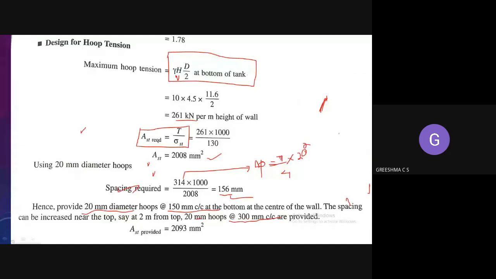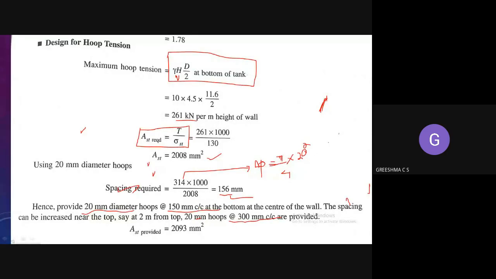Now, the AST that is provided. How much AST have we provided? As per the calculation, as per the IS code, the spacing required is 156. But we have not provided 156. We have provided 150 mm. So we have placed the reinforcement at 150 mm spacing.